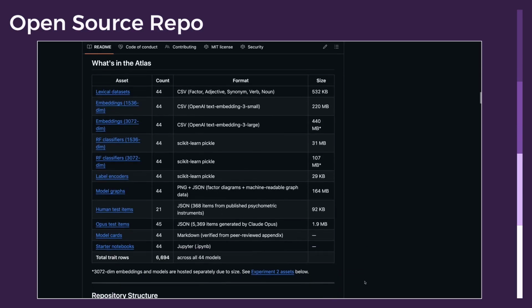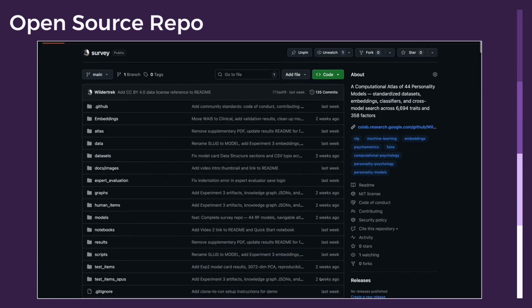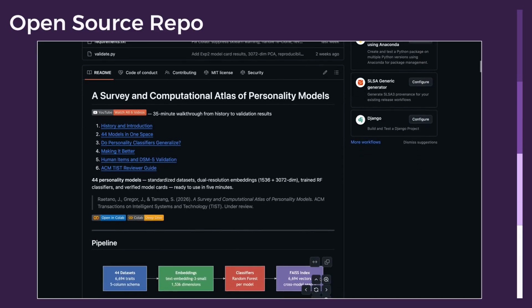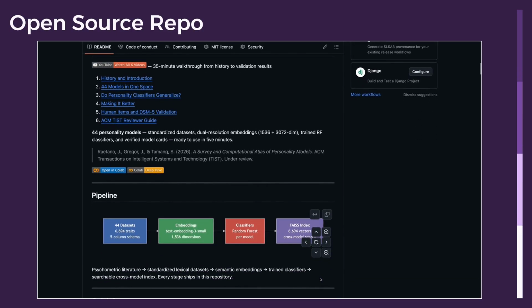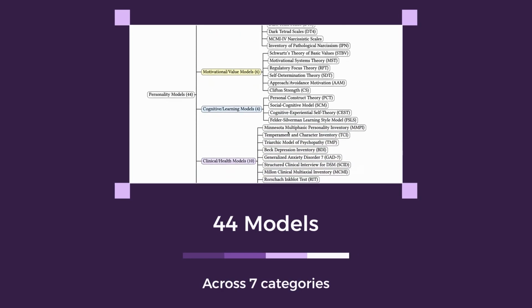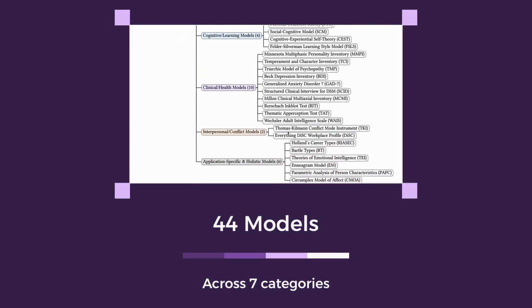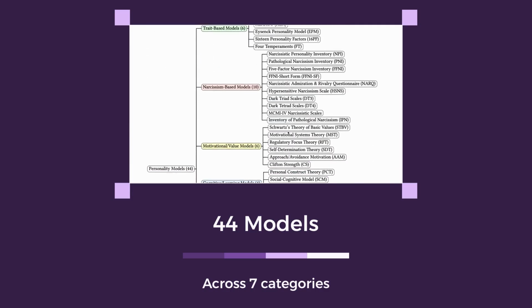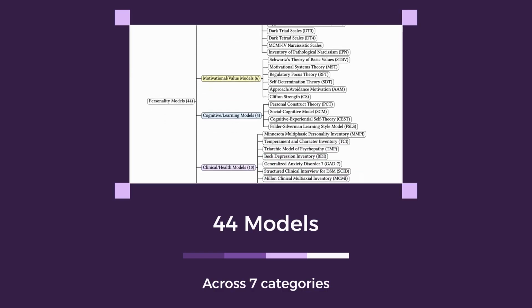2 Colab notebooks. Quick Start covers all 12 research questions. Deep Dive takes one model apart end to end. Clone the repo. Run the notebooks. Get the paper's results. This project started with a simple question. How many personality models exist? We dug and found 6, then 12, then 22, and eventually capped the atlas at 44 models across 7 categories.